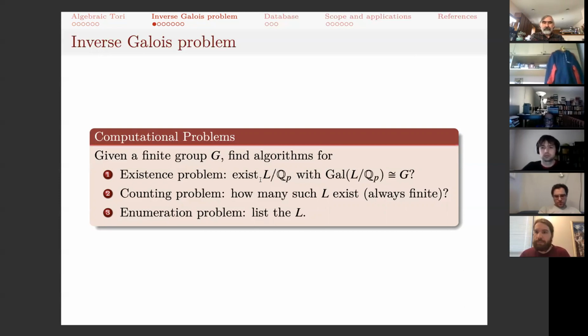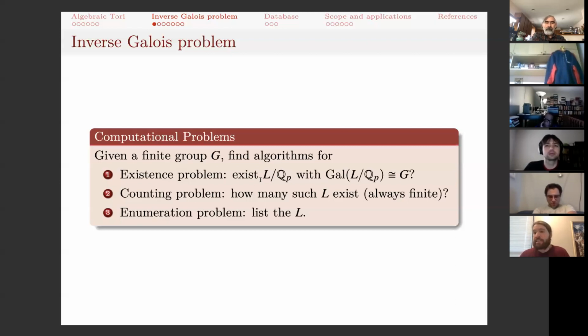So this is the problem of finding field extensions of Q_p that have the right Galois group. So given G, we can break this up into three progressively more difficult problems. First, do there exist fields with that Galois group? This is the classic inverse Galois problem over Q. Does there exist a field extension of Q with any given finite Galois group?